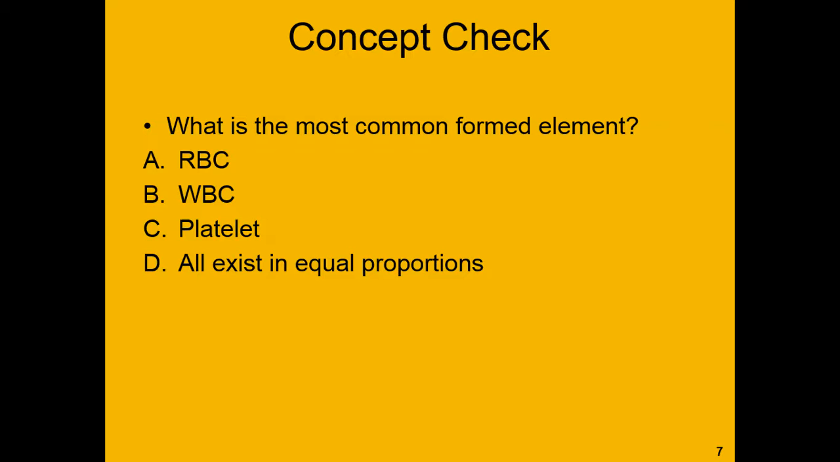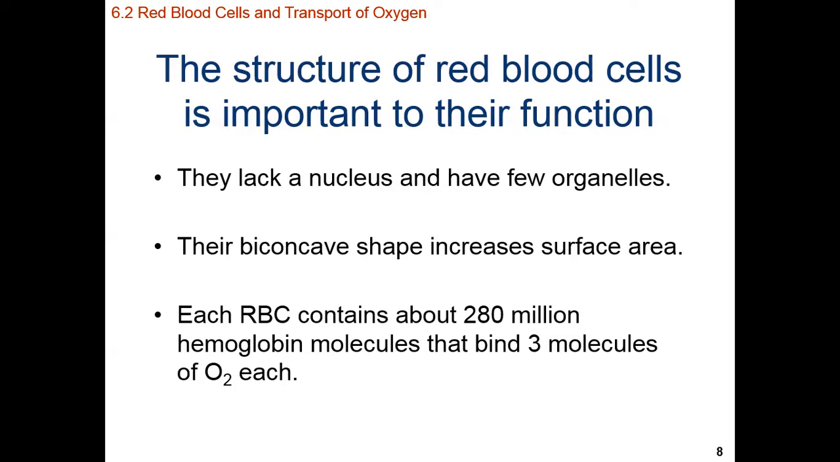If white blood cells were the most common, we'd have a whitish color. If platelets were the most common, well, our blood would be clotted. And if we had red blood cells and white blood cells in equal proportions, our blood would be pink in color. Let's continue on.